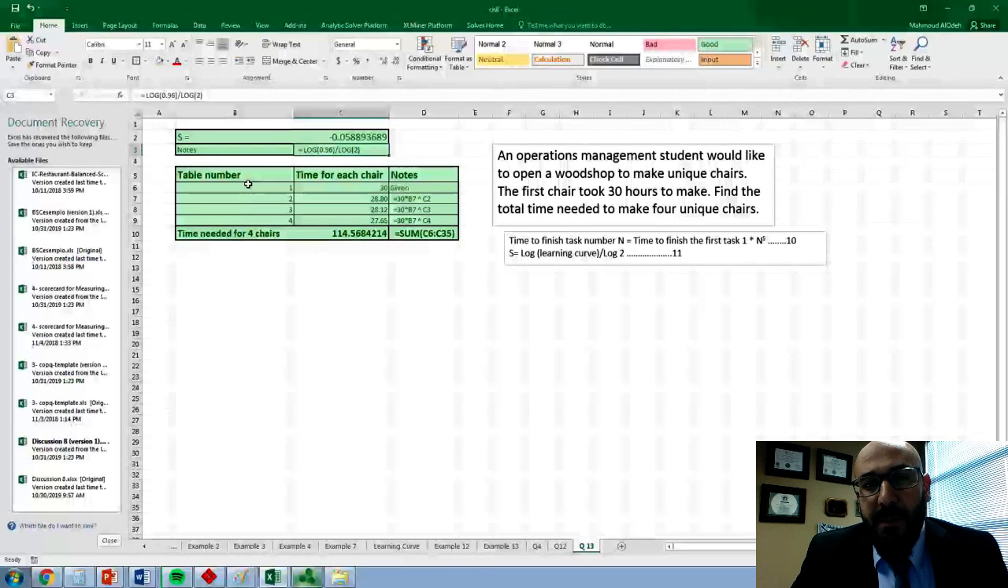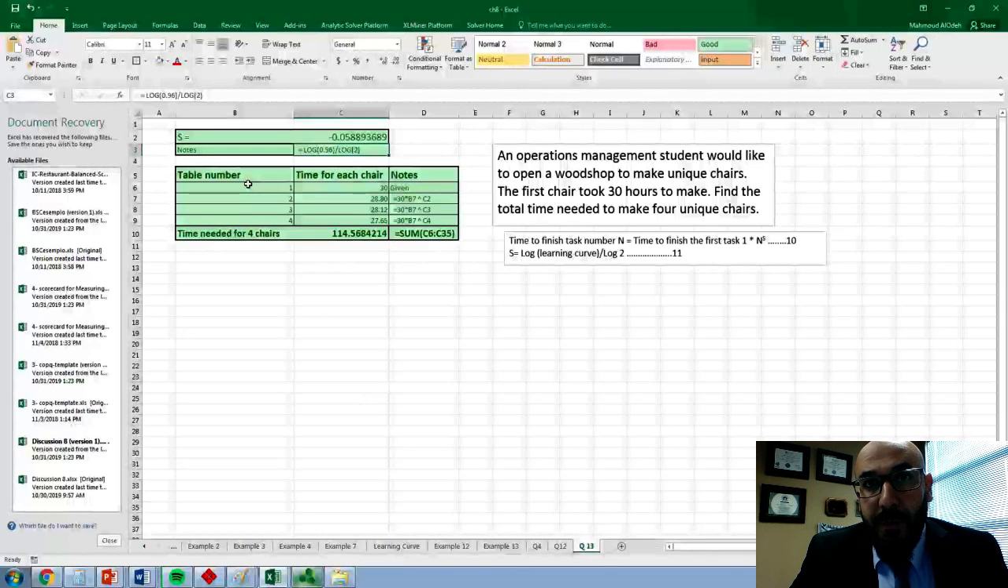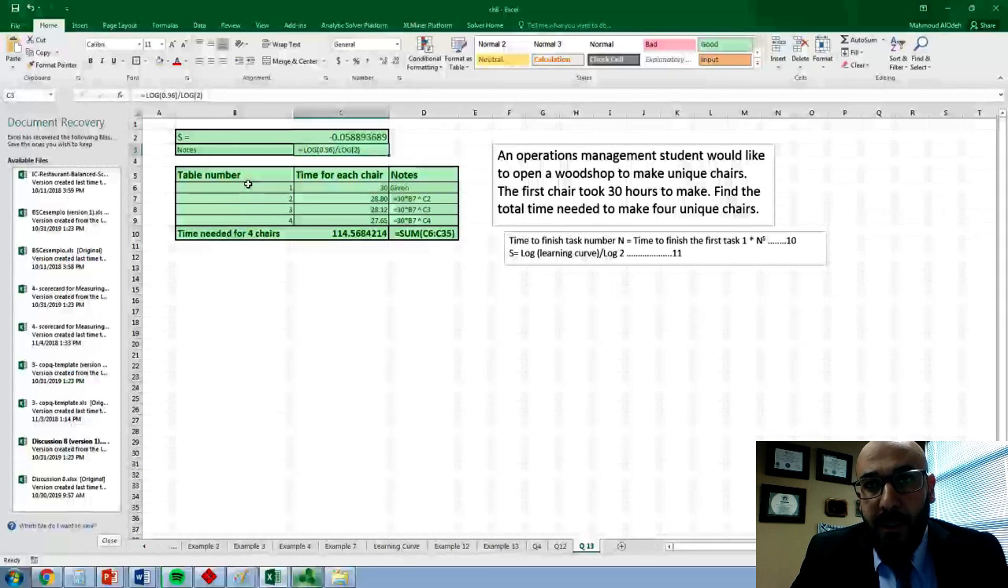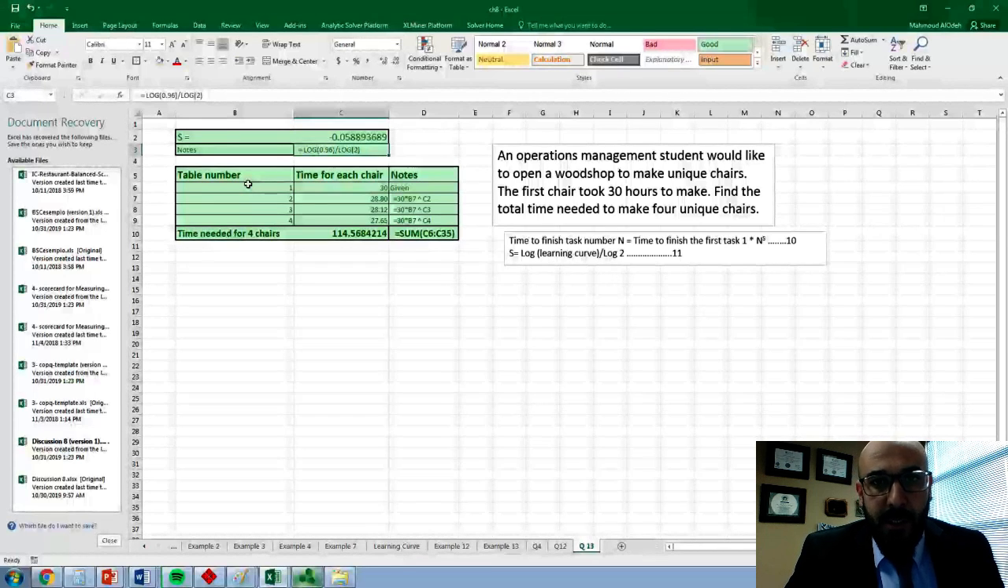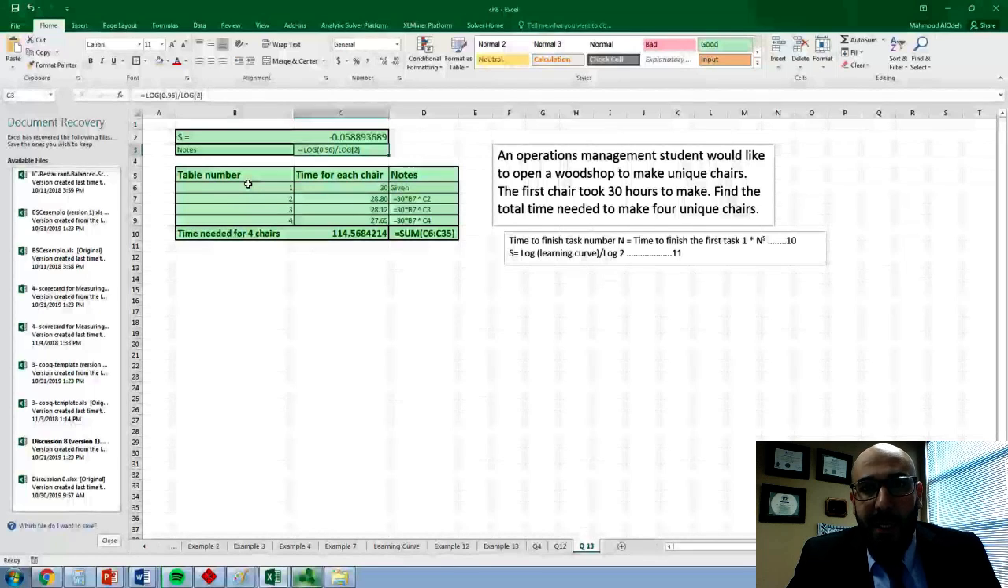Let's take this example to demonstrate how we could calculate the labor cost, including the learning curve. As you know, the more you work on a specific task, the faster you will be. This is human nature. So let's take a look into this question.